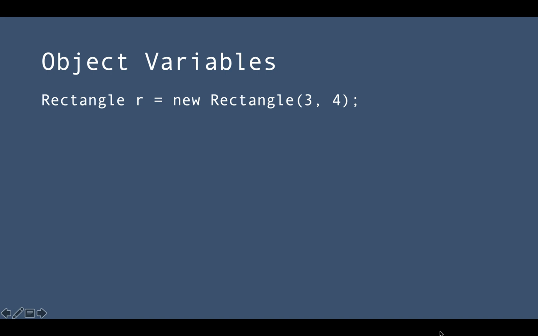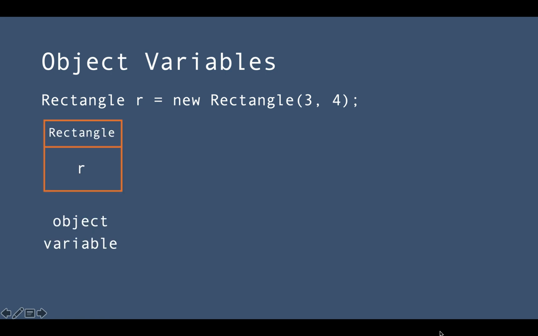What does this look like in memory? Well, on the left-hand side, and this is a really important term, we're creating an object variable. It's not an object. R itself isn't the object. It is an object variable. The object variable's type is a rectangle. So it is a rectangle object variable, and it has a name or an identifier. That name is R. Okay, so again, it's not the actual rectangle. It is an object variable.